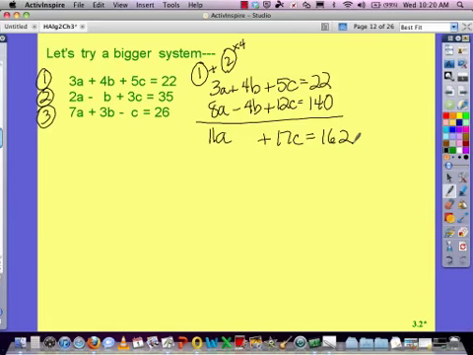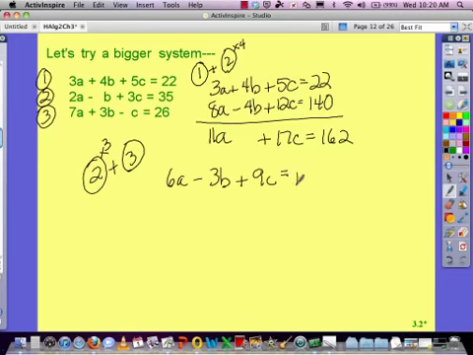So if I do that, I'm going to take equation 2 and multiply it by 3 and add that to equation 3. Now there's other scenarios. I could have used equation 1 and 3, but I'd have to change everything. So I want to make it easier here. So equation 2 gets multiplied by 3 and would be 6a minus 3b plus 9c equals 105. Equation 3 does not get changed. So I'm just copying it.